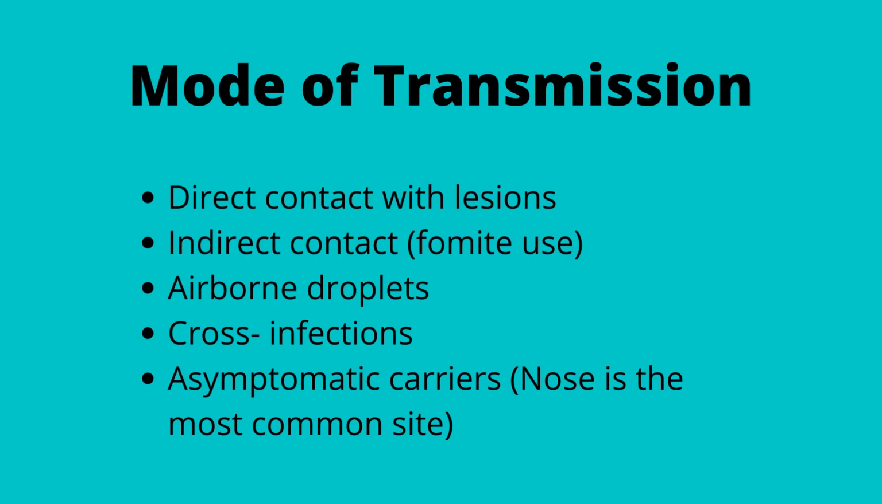active females. Mode of transmission of this bacteria can be by direct contact with the skin lesions, by indirect contact, for example, with the use of fomites in case of poor hygienic conditions, by airborne droplets in case of cross infections, when there are various other bacterial infections, and there can also be asymptomatic carriers. In that case, the nose is the most common site of colonization of Staphylococcus aureus.